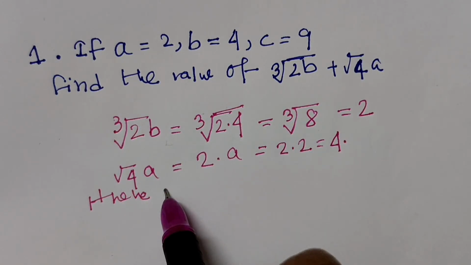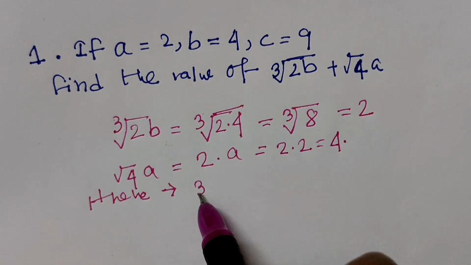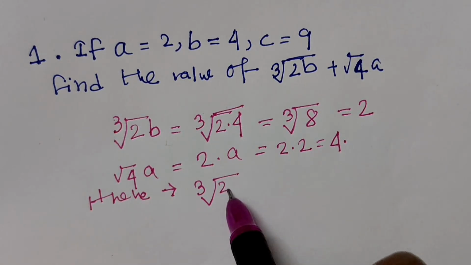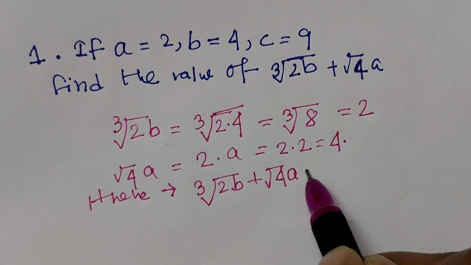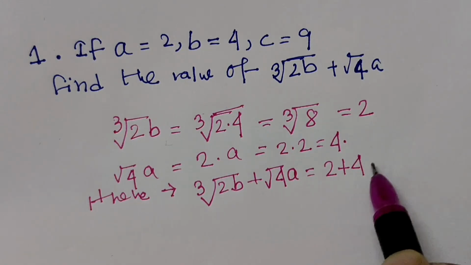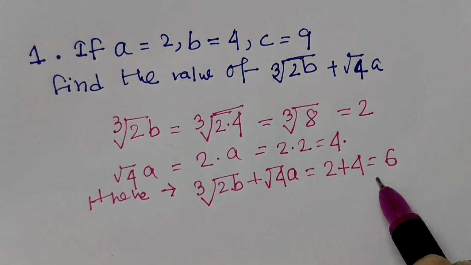So cube root of 2B plus square root of 4A is equal to 2 plus 4 is equal to 6.